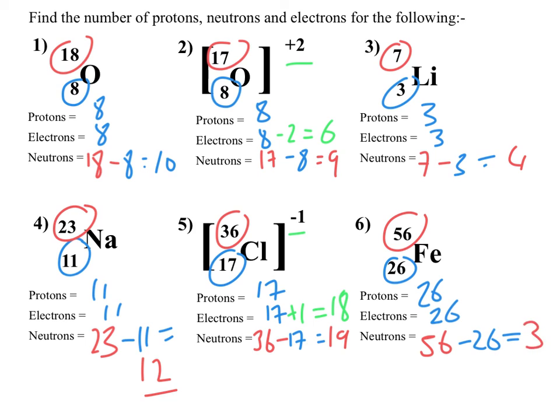Okay, so now that you've done these questions, hopefully you're feeling more confident with how to determine the number of protons, neutrons, and electrons for an atom, and hopefully you're also feeling more confident with atomic structure. There is an additional worksheet for you to move on to now.